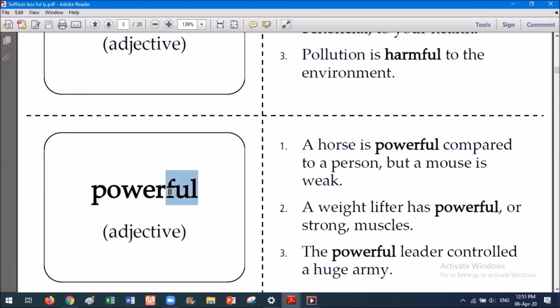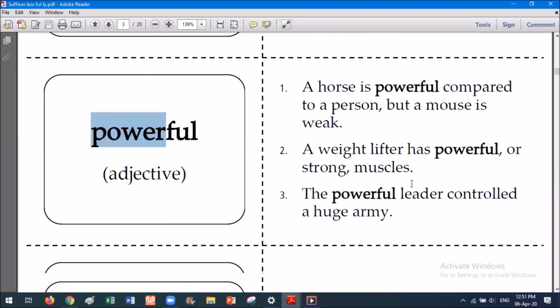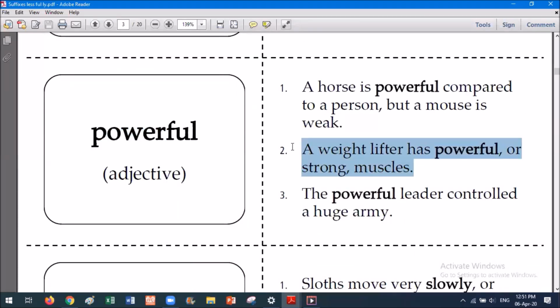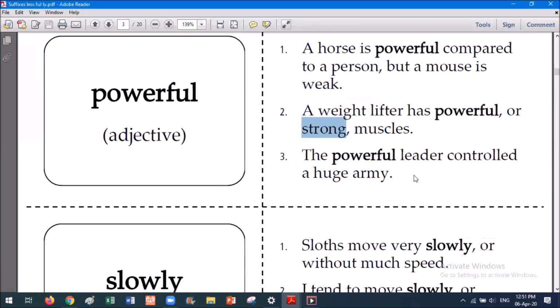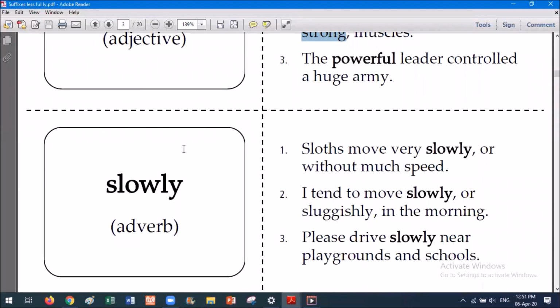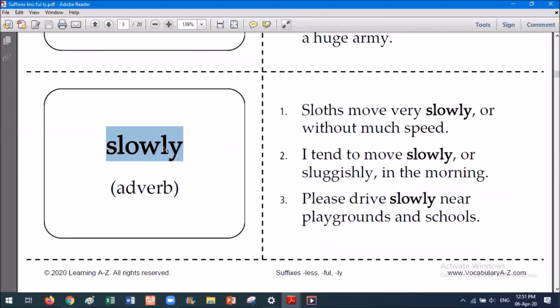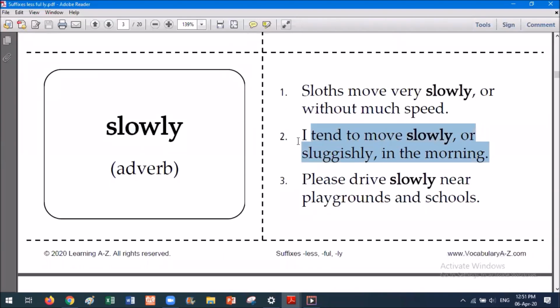And another one, full of power. We can say a weightlifter has powerful or strong muscles. Strong is a synonym for powerful. And then slowly, it's done. How is it done? In a slow way. So we can say, this is a good one.